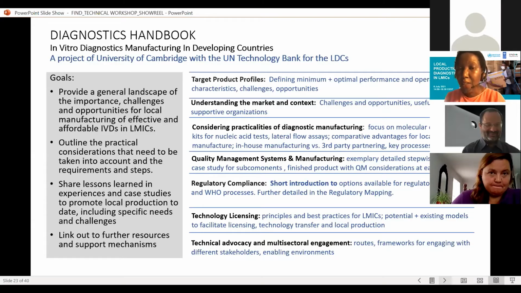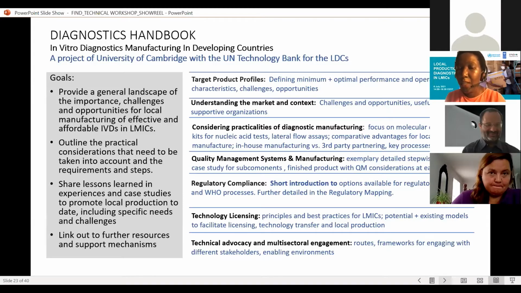In the Diagnostics Handbook and also in the regulatory mapping document that I will speak about next, there is a significant section on regulatory compliance because that was identified as an area of confusion. This document will provide a short introduction to the options available for regulatory approval, including the WHO processes, and then the regulatory document that I'll speak about next goes into that in far more detail.